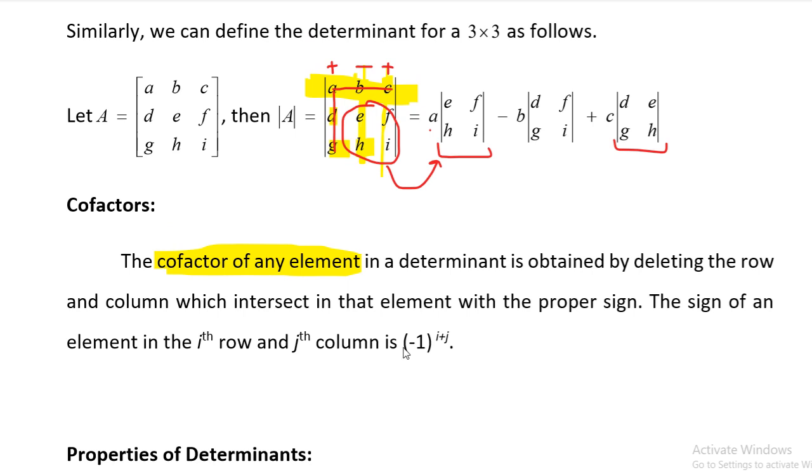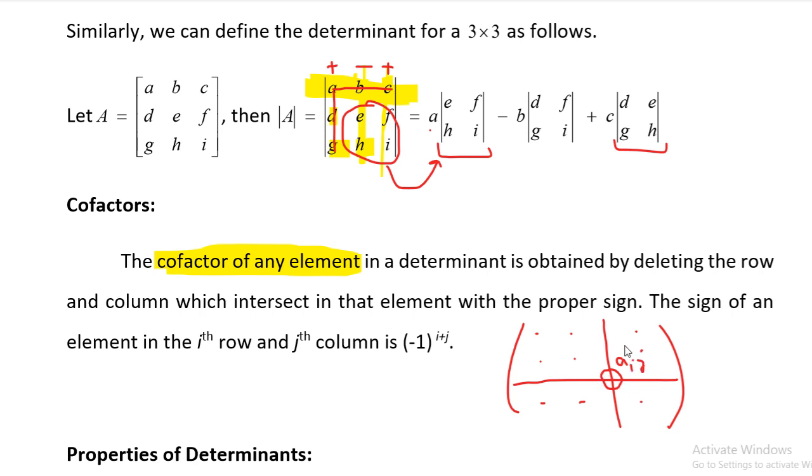If I am picking a number from a matrix, let's say from the ith row and jth column, which is a_ij, how will I get its cofactor? I will remove the ith row and jth column, and I will write the other numbers in a matrix form, in a determinant, with a proper sign.